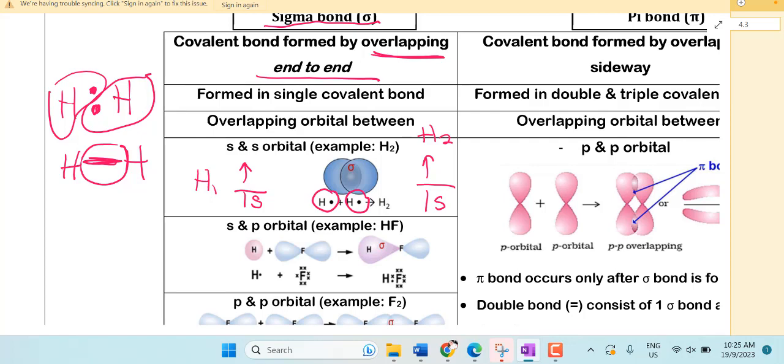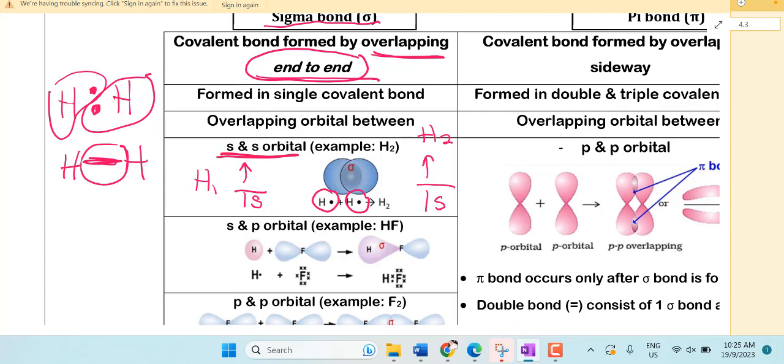Elektron ni duduk dalam orbital. So, orbital tu akan overlap. So, overlapping yang pertama kita kenali sebagai end-to-end, hujung ke hujung. So, end-to-end overlapping of orbitals can occur between s and s.